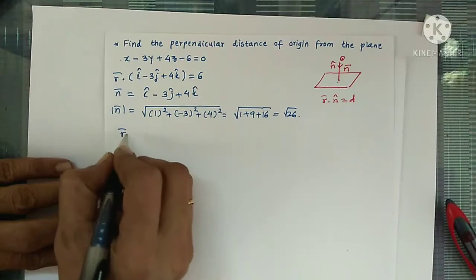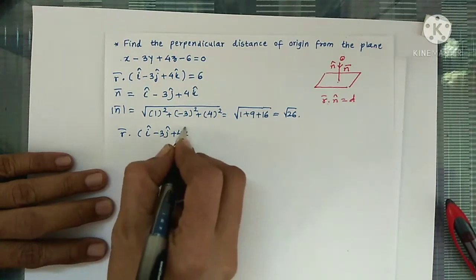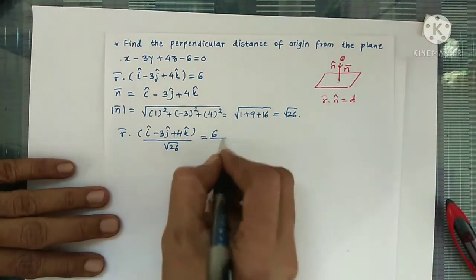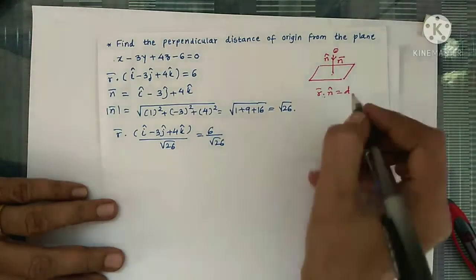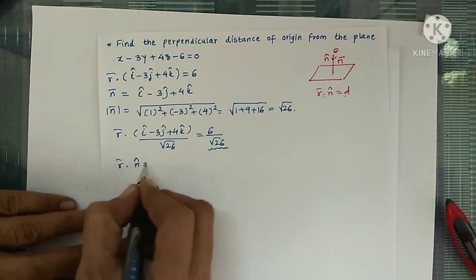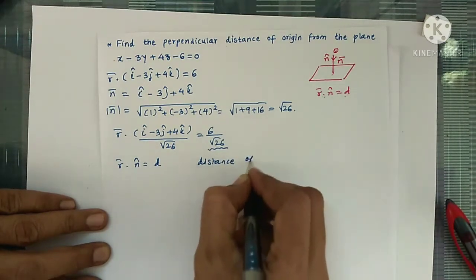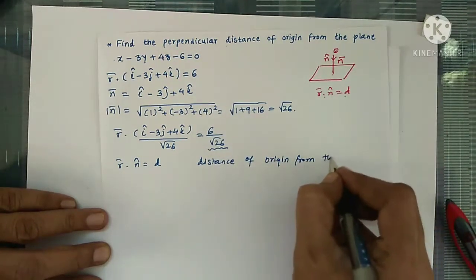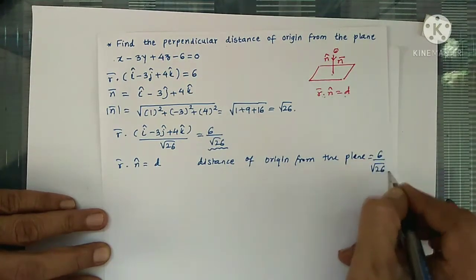Now dividing both sides by root 26, we get (i cap minus 3 j cap plus 4 k cap) divided by root 26. Now this is n cap, and on the right we have 6 by root 26. This is in the form r bar dot n cap equal to d, where d is the distance of the origin from the plane. Therefore, comparing with r bar dot n cap equal to d, the distance of the origin from the plane is equal to 6 by root 26.